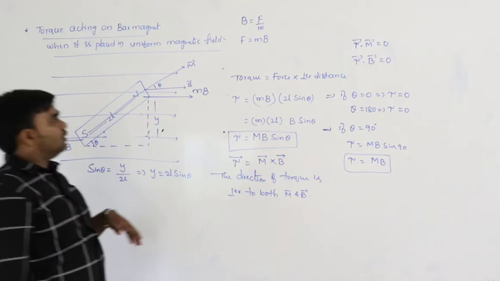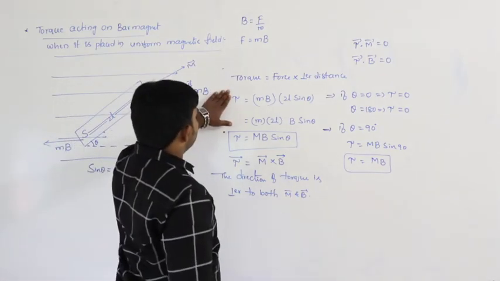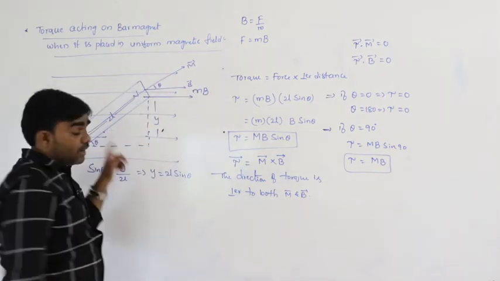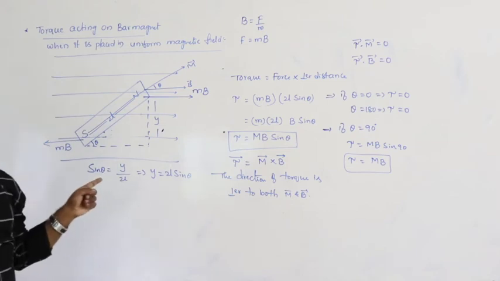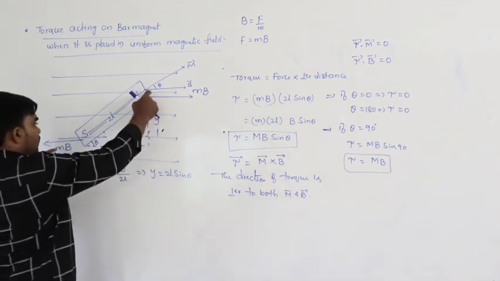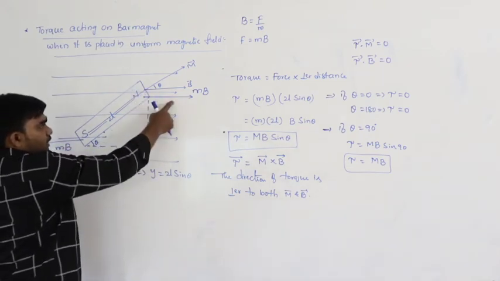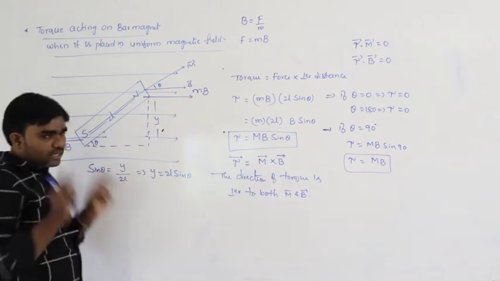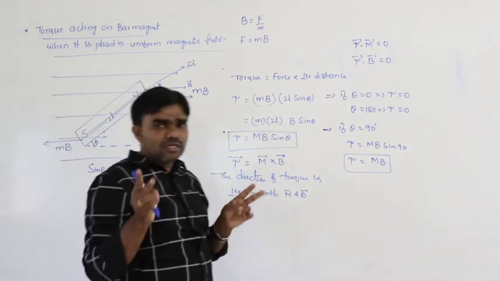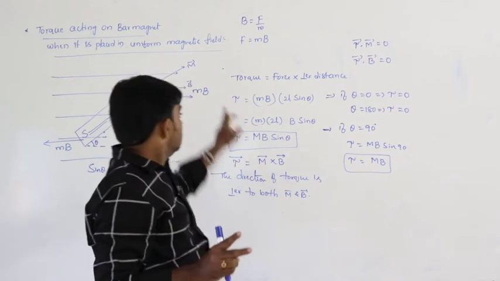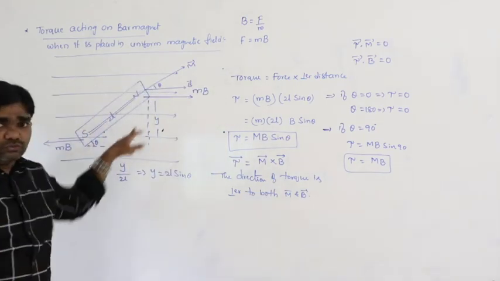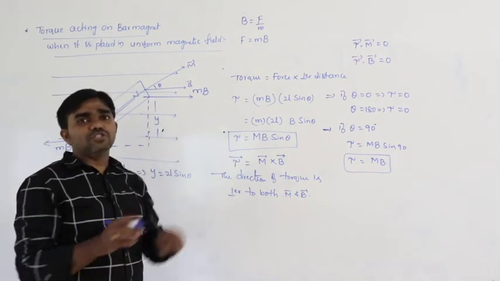This is the torque when the magnetic field is uniform. If the magnetic field is a uniform magnetic field, the force acting on the two poles must be the same. Here the force and here the force, in both cases the force must be the same, so the two forces are equal and opposite in direction.